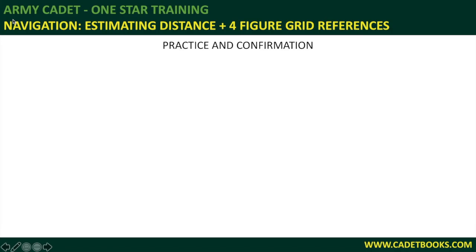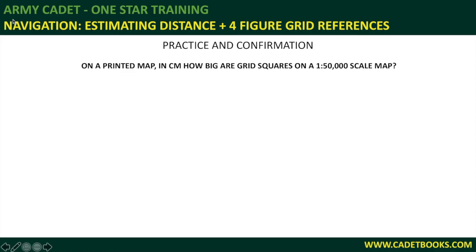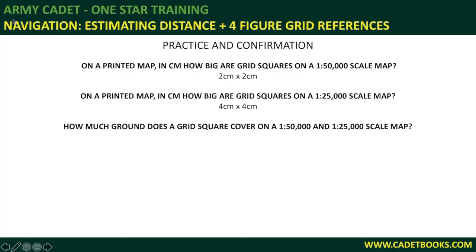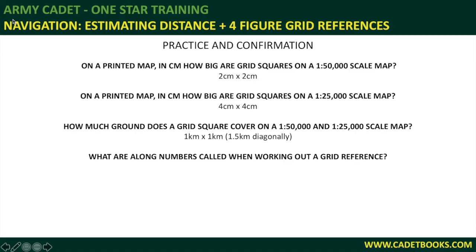Practice and confirmation. On a printed map in centimetres, how big are grid squares on a 1 to 50,000 scale map? 2 centimetres by 2 centimetres. On a printed map in centimetres, how big are grid squares on a 1 to 25,000 scale map? 4 centimetres by 4 centimetres. How much ground does a grid square cover on a 1 to 50,000 and 1 to 25,000 scale map? 1 kilometre by 1 kilometre, or 1.5 kilometres diagonally.